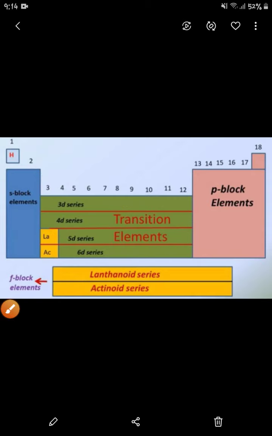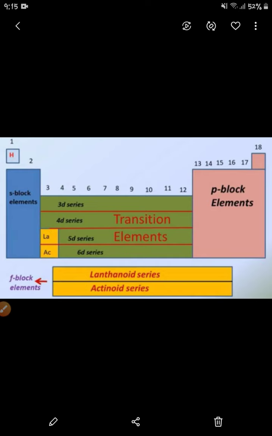Okay, I repeat. Group number 3 to 12 are known as d block elements because in these the d orbitals are progressively filled. So this is the group number.